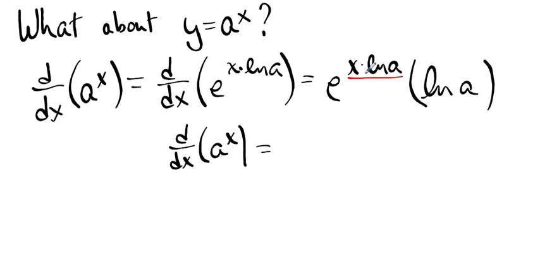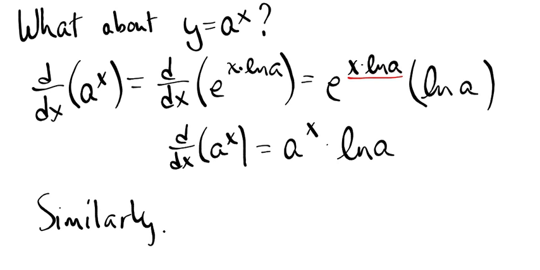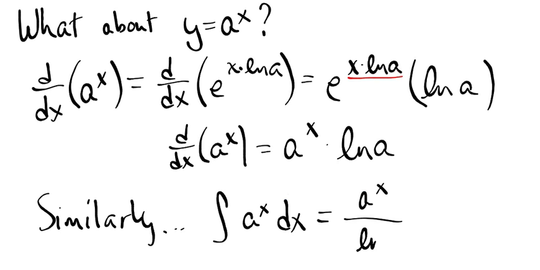e to the x ln a was a to the x in the first place times ln a. The derivative of some number to the x power is that number to the x power times ln of that number. And for similar reasons, the integral of a to the x dx is a to the x over ln of a plus a constant. Don't forget your plus a constant.